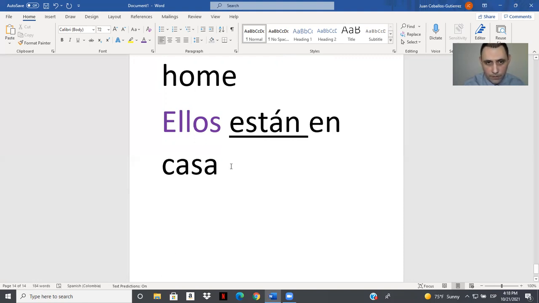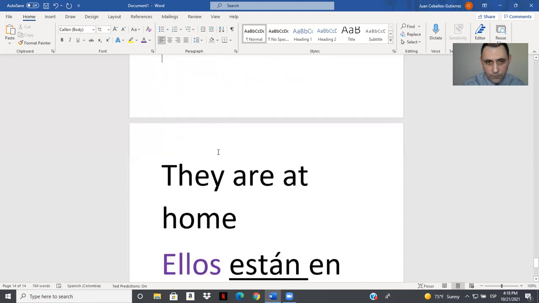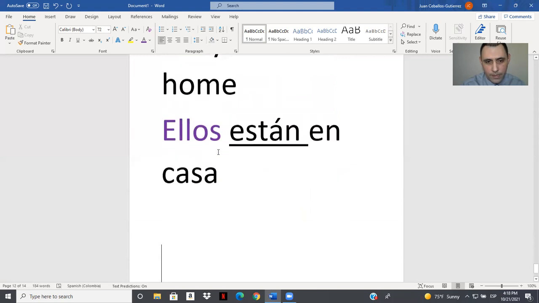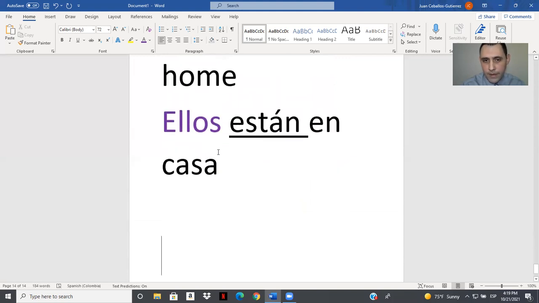So let me see if I'm missing something here. So we have ellos, they, ellas. Remember that for things and animals, we use the subject. We don't use subject pronouns to replace those subjects in Spanish. Instead of that, but it's not very common, we can use demonstrative pronouns and we will learn them later. And I think that's it.